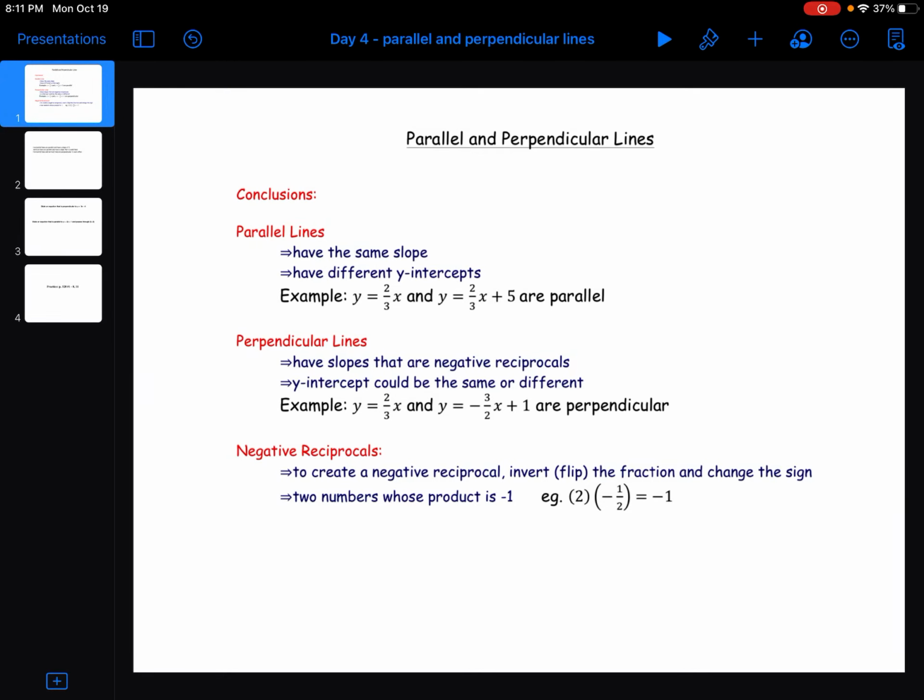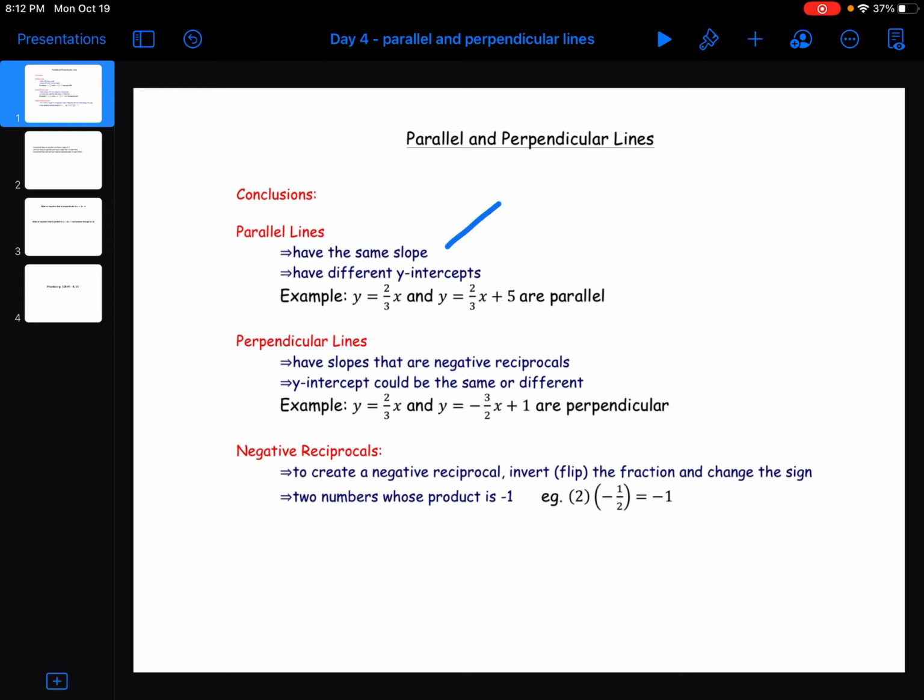Quickly here, we're going to talk about parallel and perpendicular lines. What we need to understand with parallel and perpendicular lines is that there are a few things we can look at with the slopes that actually help us define these things. First of all, parallel lines have the same slope.